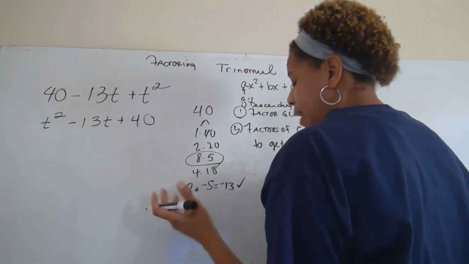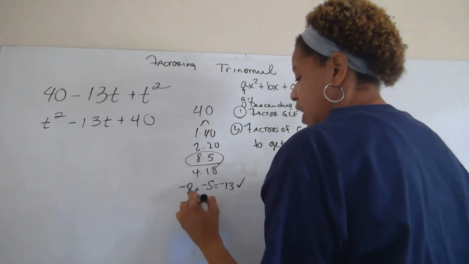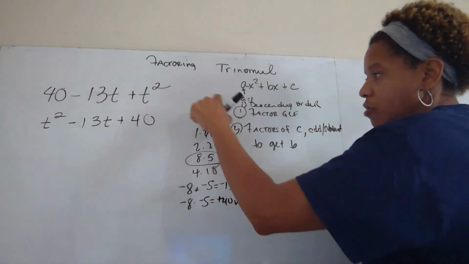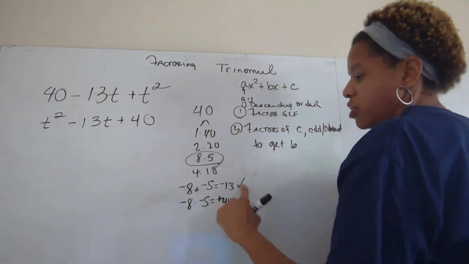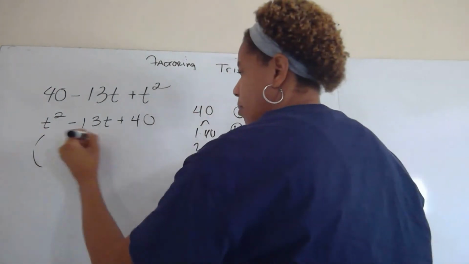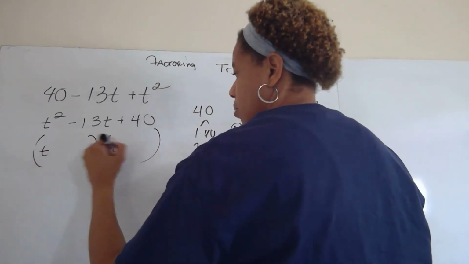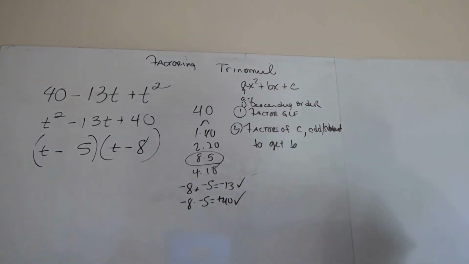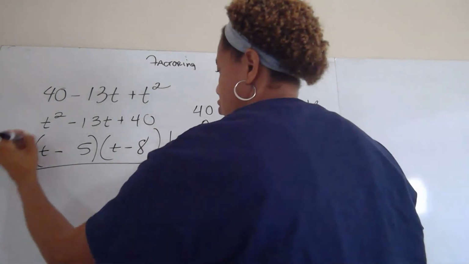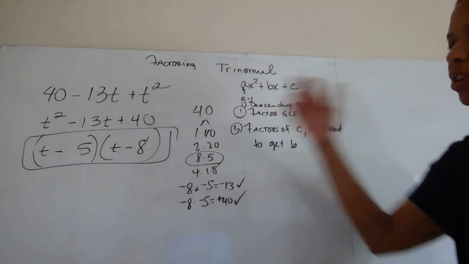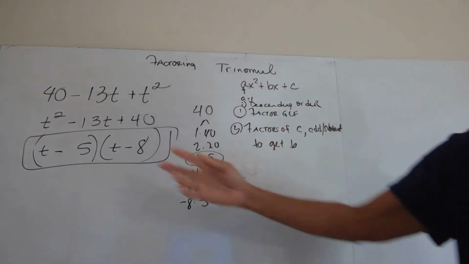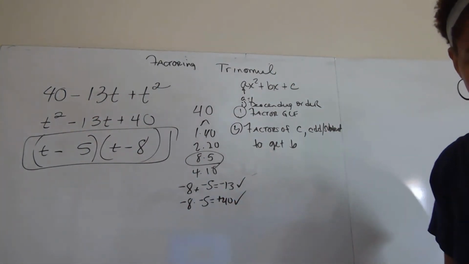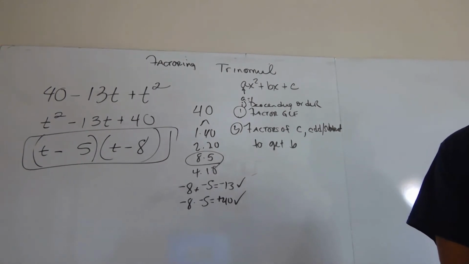Or you could just have minus, right? And then negative 8 times negative 5 is positive 40. So my 40 is positive, check. My 13 is negative, check. So what are my two numbers? My two numbers are negative 5 and negative 8. And that's factored. The problem is finished. So you always want to check for descending order. You put it in descending order and then you factor.